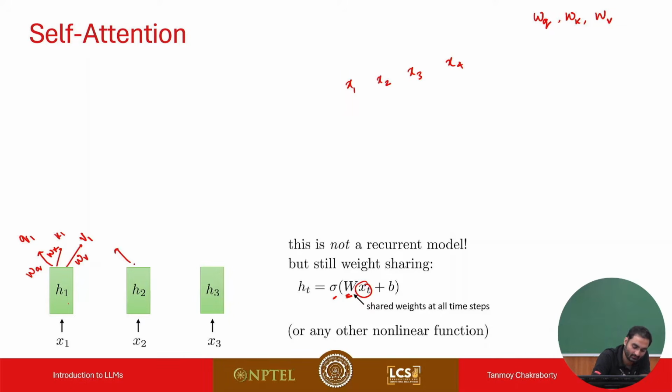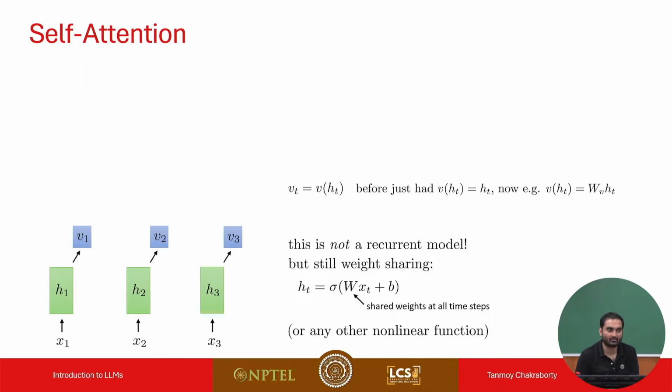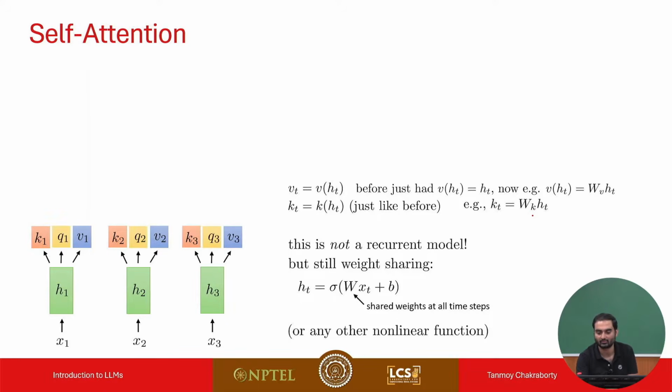Similarly, you multiply H2 with WQ, which will produce Q2, right? WK, which will produce K2, and WV, which will produce V2. And similarly, Q3, K3, and V3. The same set of parameter matrices is used to generate queries, keys, and values for all the tokens. The parameter matrices are shared. So value you obtain through WV, key you obtain using WK, and query you obtain from WQ.